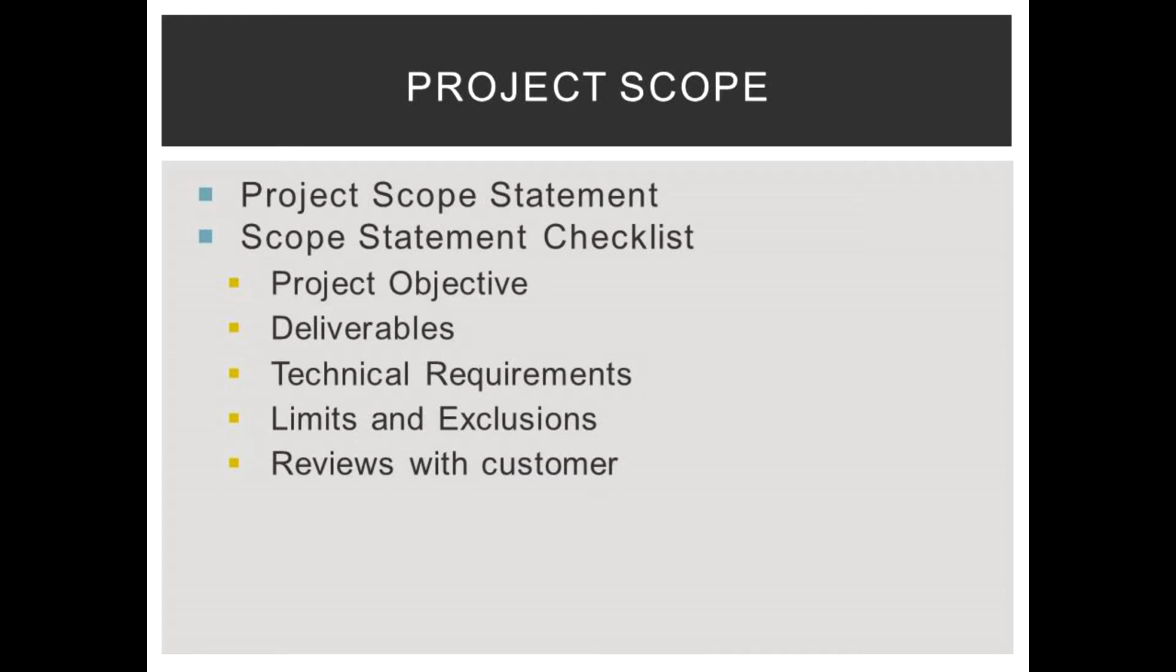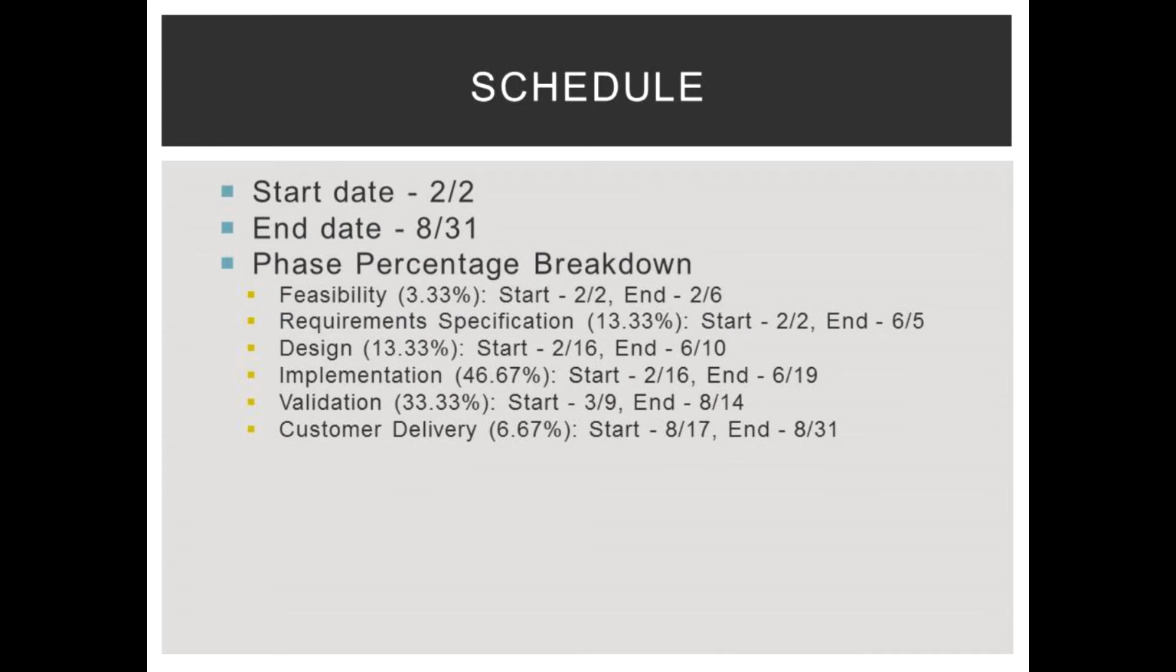The official scope statement checklist includes project objective as previously stated, the project deliverables, which include everything that the customer will receive in reviews, meetings, and upon final project delivery, the technical requirements, which are functional characteristics of the project, the technical and realistic limitations of the project and project team, and the reviews and approval of development of the project with the customer. The schedule shows how much time is going to be spent on this project.